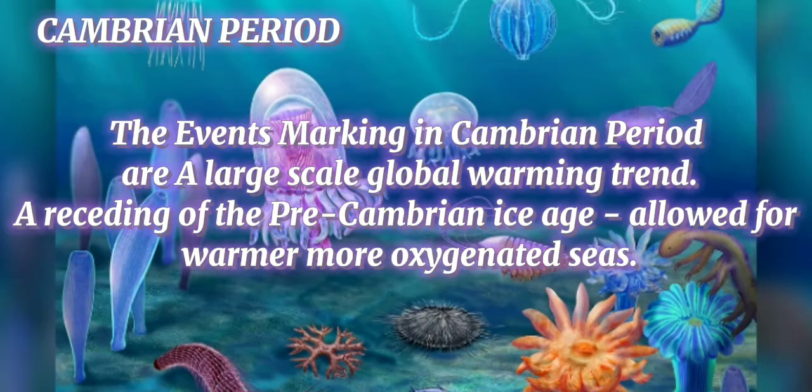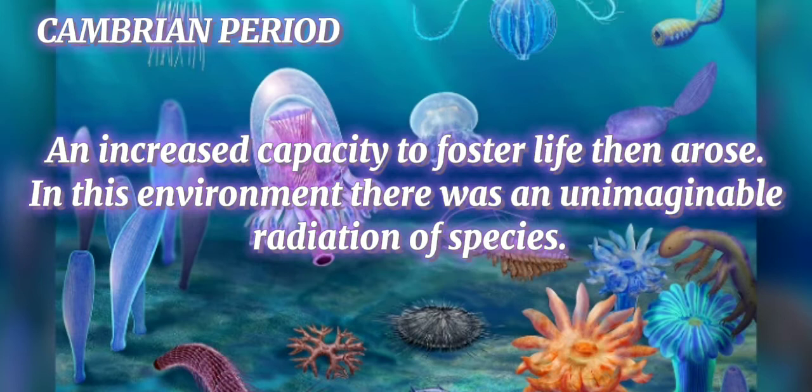The events marking the Cambrian period are a large-scale global warming trend. A receding of the Precambrian ice age allowed for warmer, more oxygenated seas. An increased capacity to foster life then arose. In this environment, there was an unimaginable radiation of species.